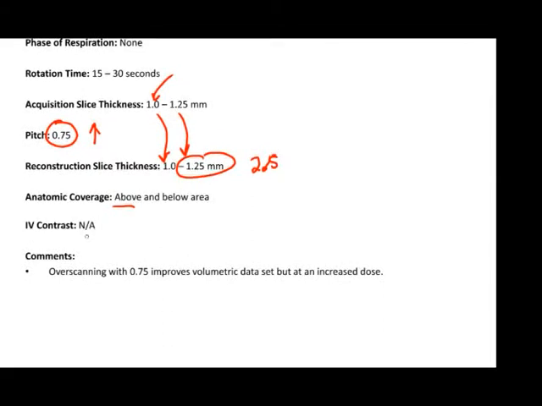No IV contrast, because we're not looking for an inflammation, we're looking for a bony abnormality. Also notice that overscanning with the 0.75 improves volumetric data set, but you do this at an increased dosage. And so once again, if you want to decrease your dosage, you elevate your pitch up slightly, but just know that there is always trade-offs for anything that you do.